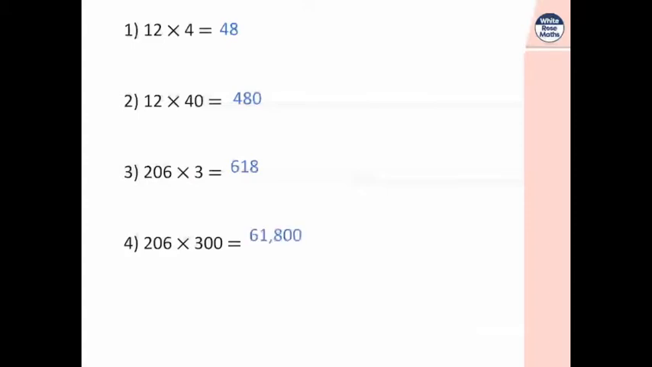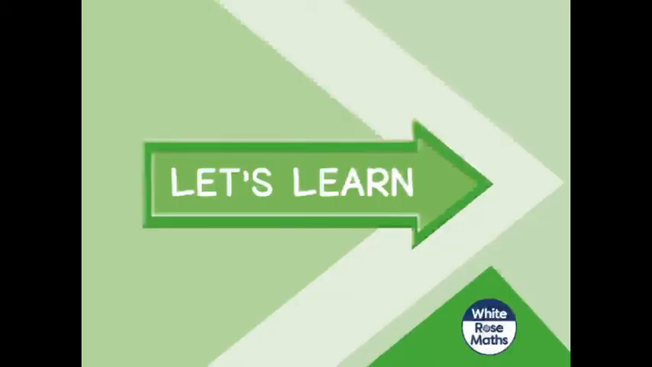Again, could you use that fact to help you with the answer to question 4? 206 times 300 is 61,800. So that answer is going to be 100 times larger than the previous answer.